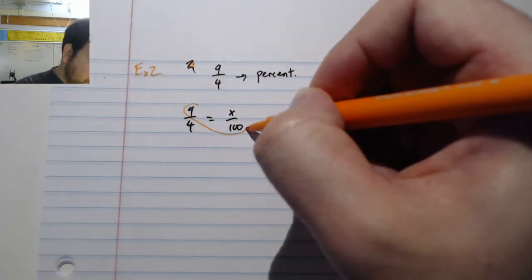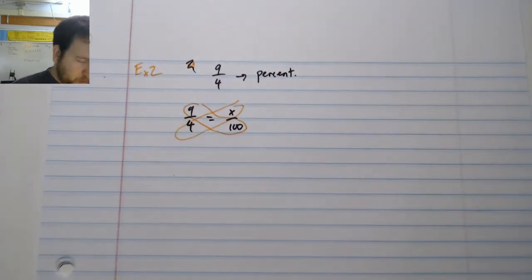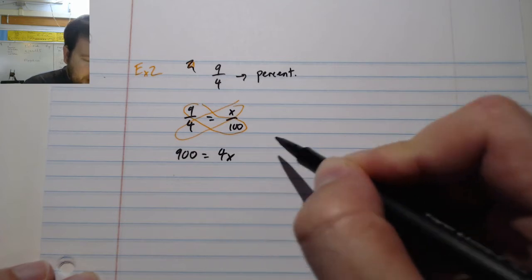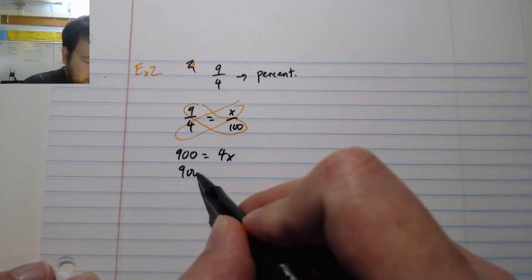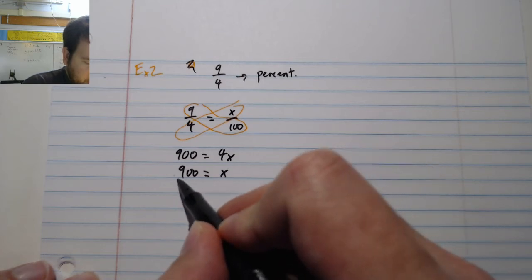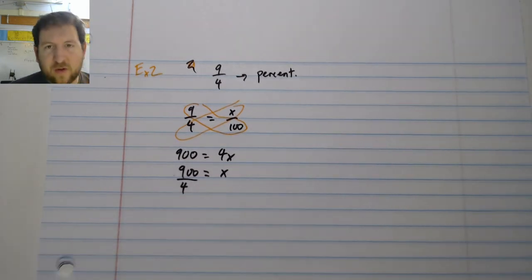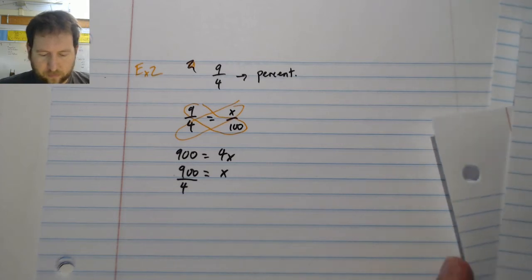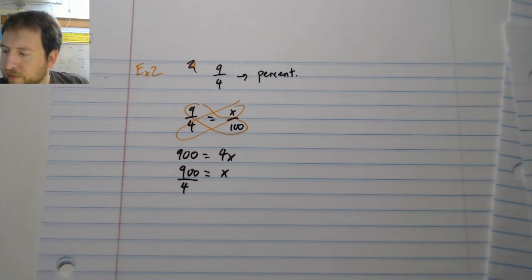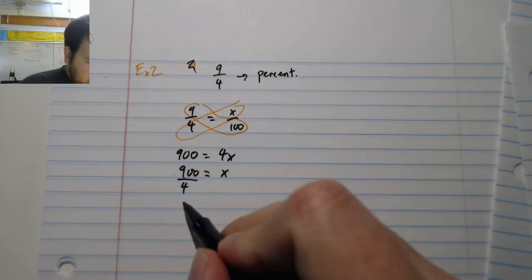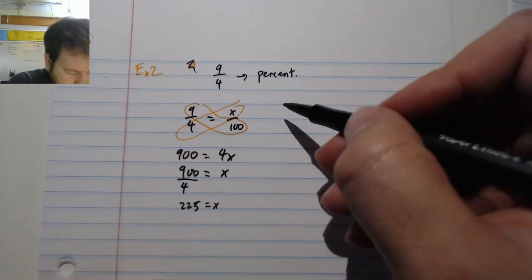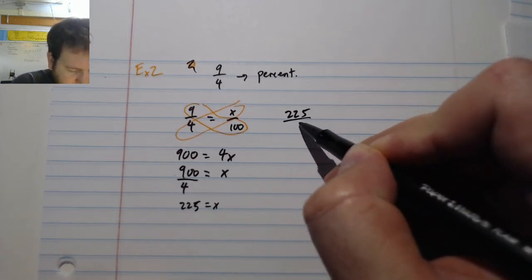Cross multiply, and I've got 900 equals 4x. If I divide this by 4, 900/4, I'm going to use my calculator again. We have 900 divided by 4, and that's going to give me 225 equals x. If I put that back up into the top, it's going to give me 225 over 100.